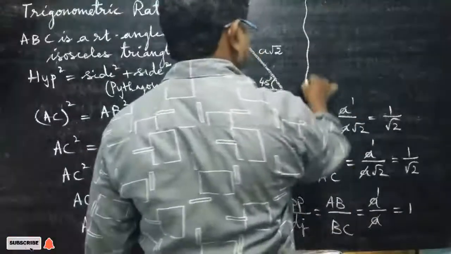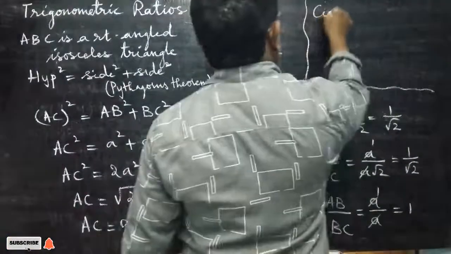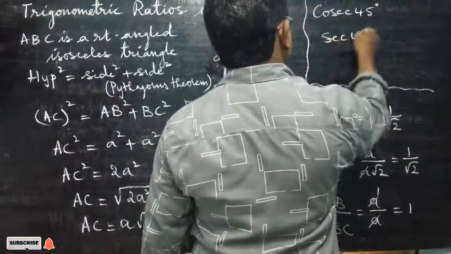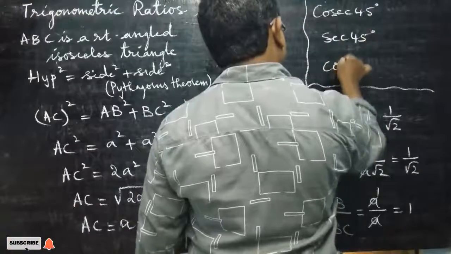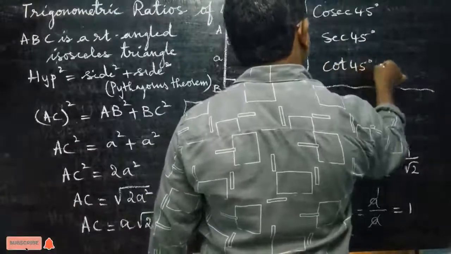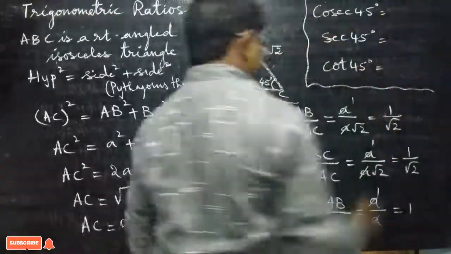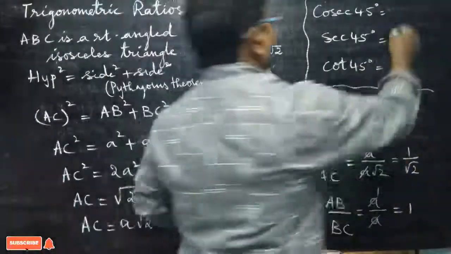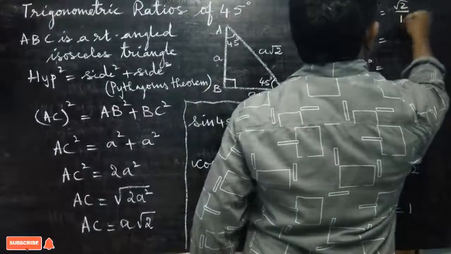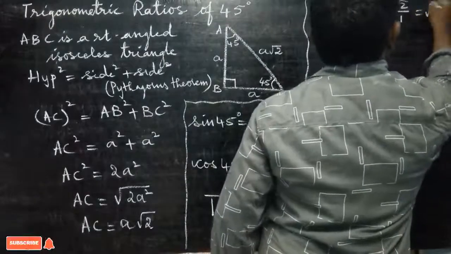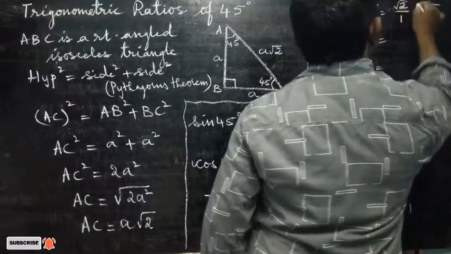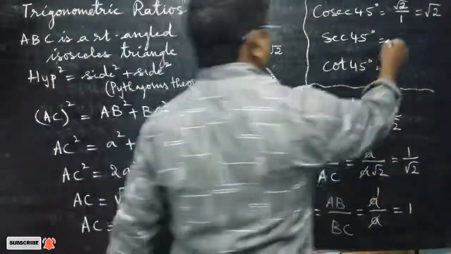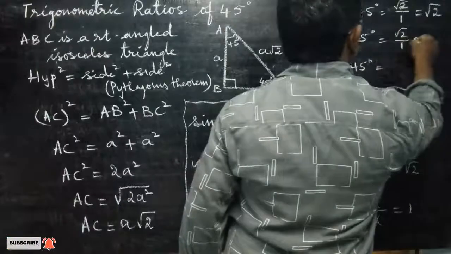What are those three remaining? Cosecant 45 degrees, secant 45 degrees and cot 45 degrees. How, sir? They are just reciprocals. Sine 45, how much did you get? 1 by root 2. What is the reciprocal? Root 2 by 1, that is root 2. Are you able to follow? Next, cos 45, how much? 1 by root 2. Reciprocal is root 2 by 1, which means root 2.